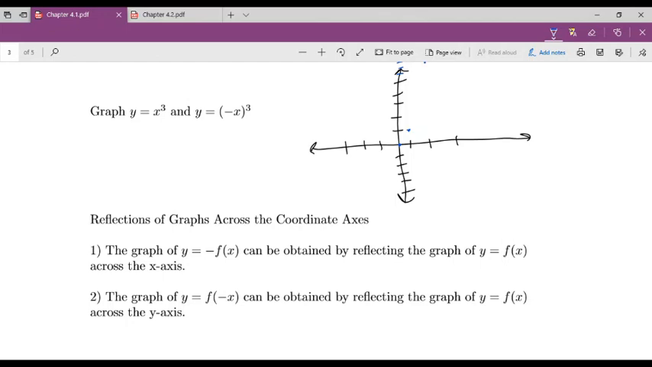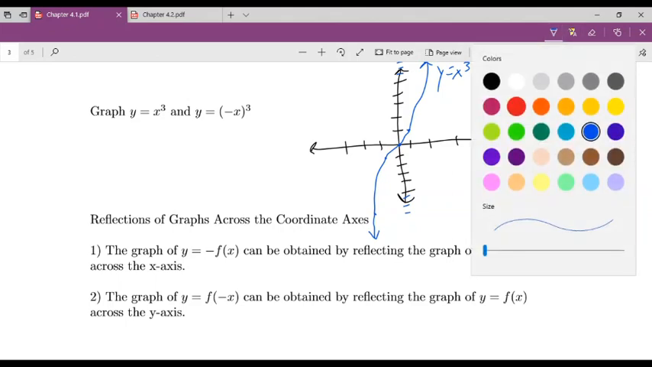Okay, negative 1 to the third is actually going to be a negative 1. Negative 2 to the third is going to wind up being a negative 8. So 1, 2, 3, 4, 5, 6, 7, 8. Just to get an initial sketch here, it's a cubic function obviously, so it's going to look something like this. Okay, that's your y equals x to the third.